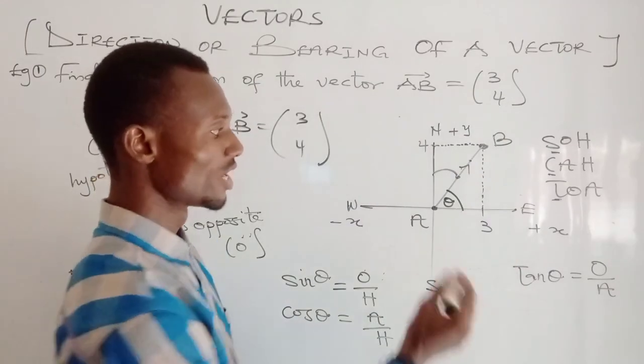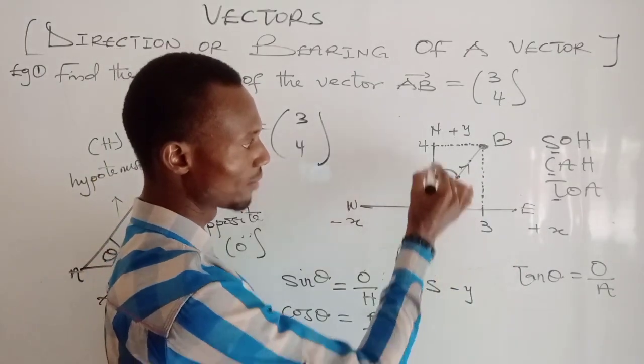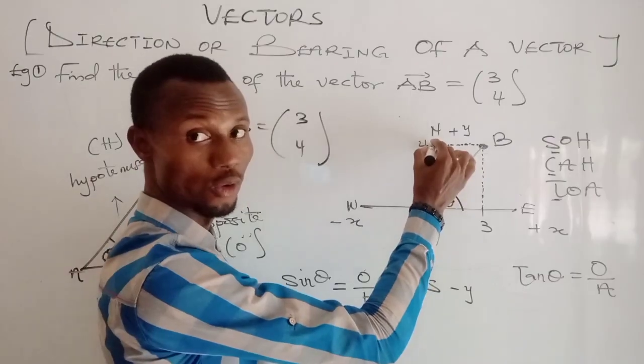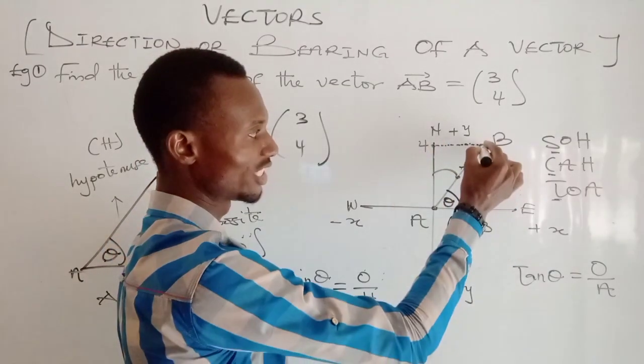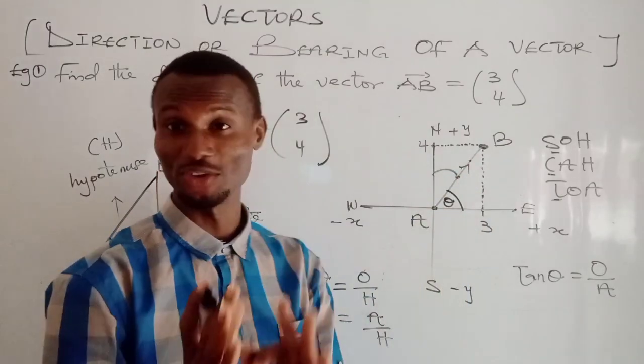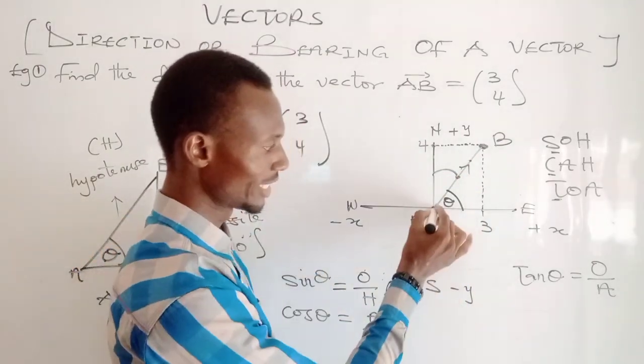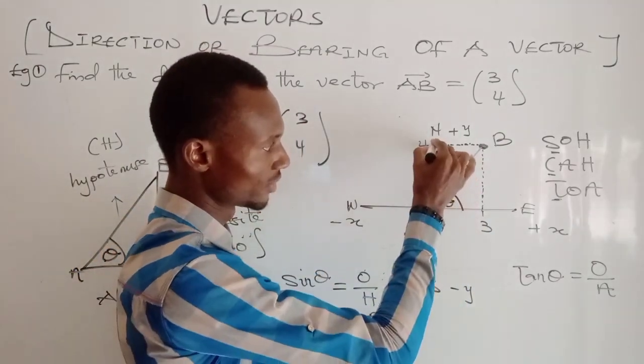It's very simple. Can you see that from the origin up to this point is 4? So then it means that from here up to this point is also 4. Can you agree with me on that? Look at it. The origin up to here is 4.